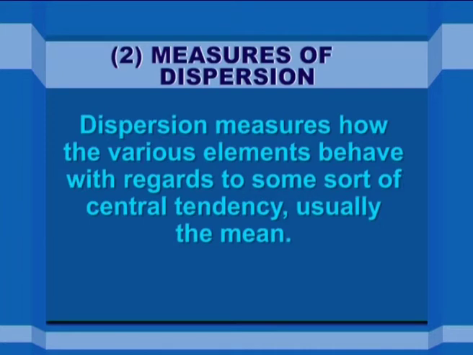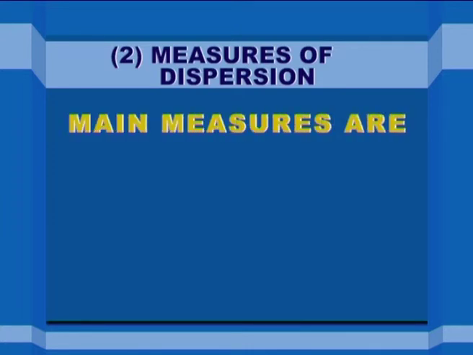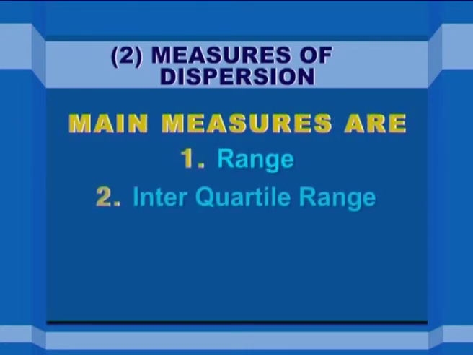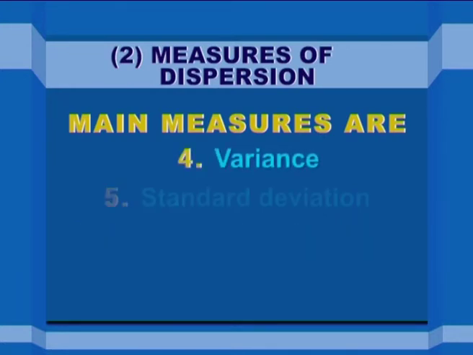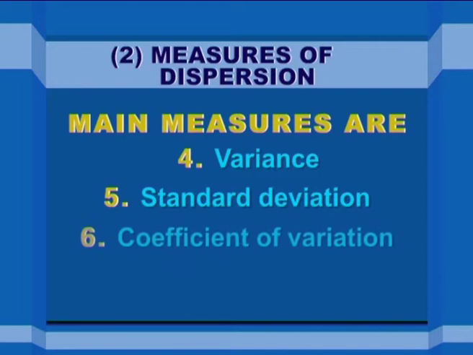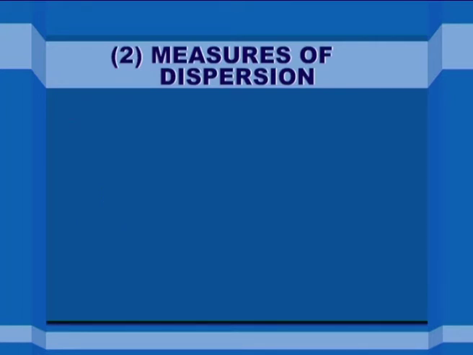Dispersion measures how the various elements behave with regards to some sort of central tendency, usually the mean. The main measures of dispersion are range, interquartile range, mean absolute deviation, variance, standard deviation, coefficient of variation. We'll discuss these one by one.